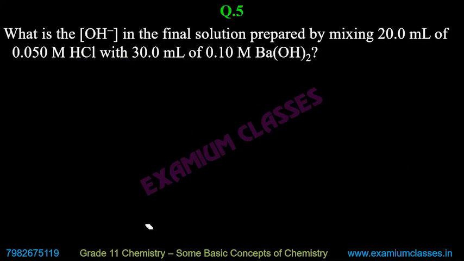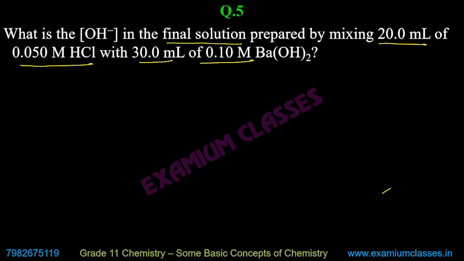Next question, and this one is a good question, which clarifies quite a few concepts. Although we have used the concept, it's still a good question. What is the OH ion concentration? I told you that if it is written in square brackets, it means we are talking about concentration, which is nothing but molarity. So the question asks, what is the molarity of hydroxyl ions in the final solution prepared by mixing 20 ml of 0.5 M HCl and 30 ml of 0.1 M Ba(OH)2?